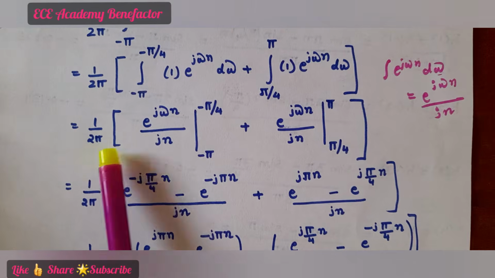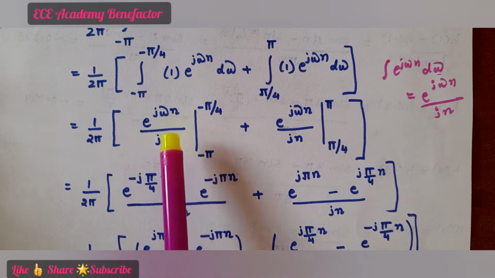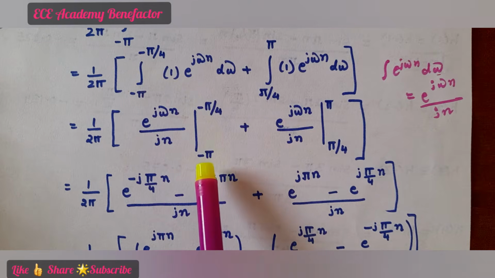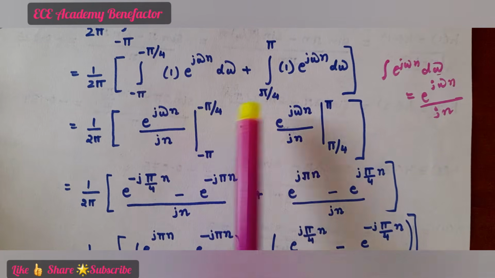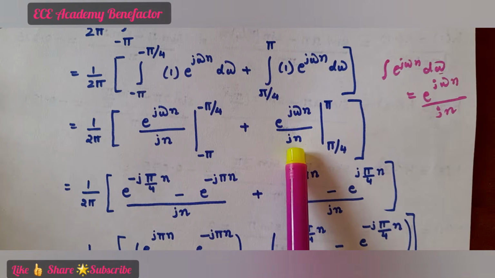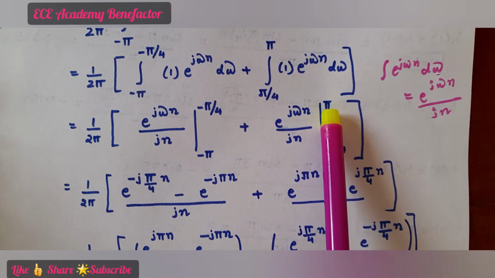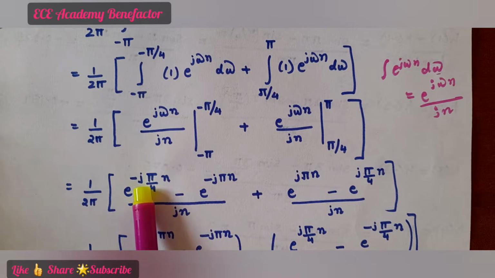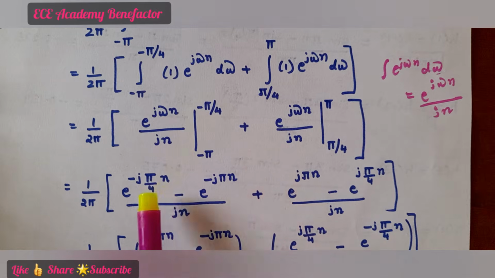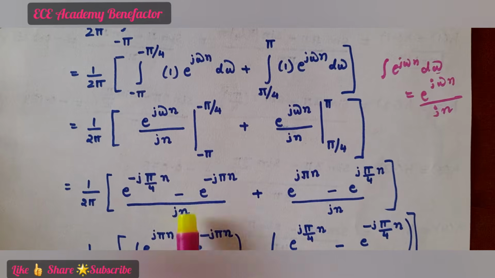1 by 2 pi. On integrating this one, we will get e to the power j omega n by j n, and the limits range from minus pi to minus pi by 4. This integration also gives e to the power j omega n by j n, because we are integrating with respect to omega. The limits are from pi by 4 to pi. Now substitute the limits: 1 by 2 pi, e to the power minus j pi by 4 n minus e to the power of minus j pi n by j n.